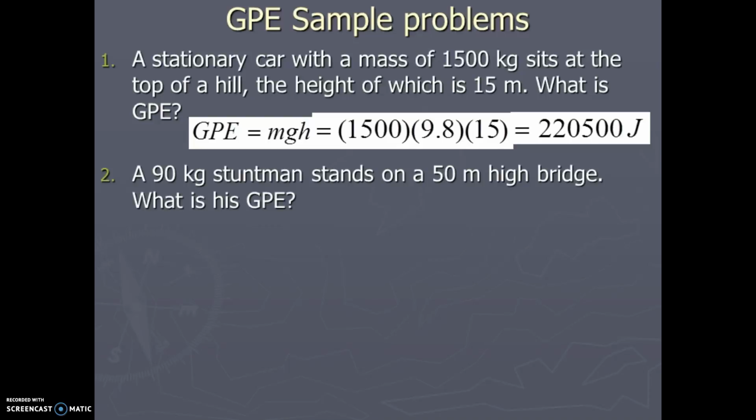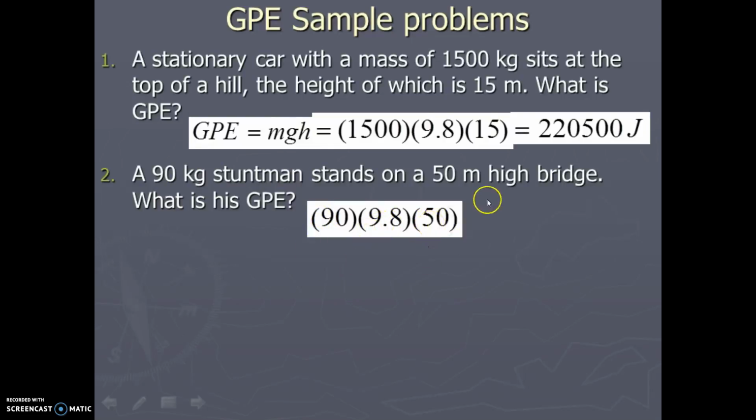A 90-kilogram stuntman stands on a 50-meter high bridge. What is his gravitational potential energy? So again, we just do mgh. m is 90, g is 9.8, and h is 50. And we end up with 44,100 joules. Notice that the car has a lot more potential energy because its mass is so much more. So even though the stuntman is at a higher height, the car has a lot more mass.